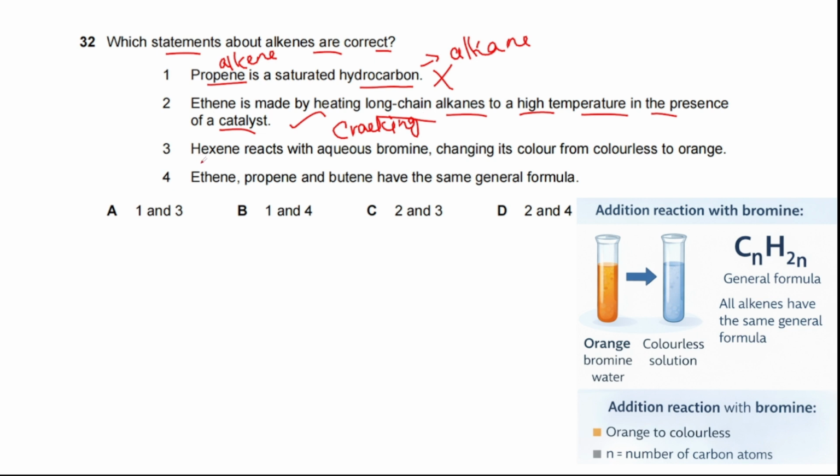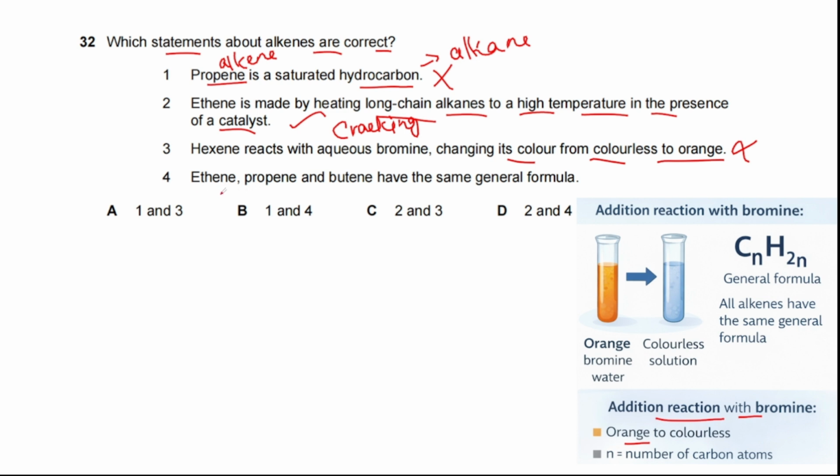Then 3 is that hexene reacts with aqueous bromine, changing its color from colorless to orange. When an addition reaction happens between an alkene and bromine, this is taken as an identification test for the alkene. This is one of the experiments. The color changes from orange to colorless when it contains alkenes, not from colorless to orange. So the color indication is different. So the third point is wrong.